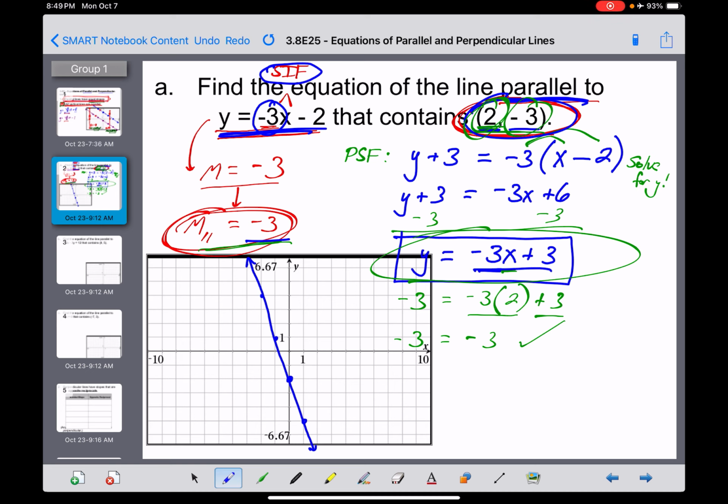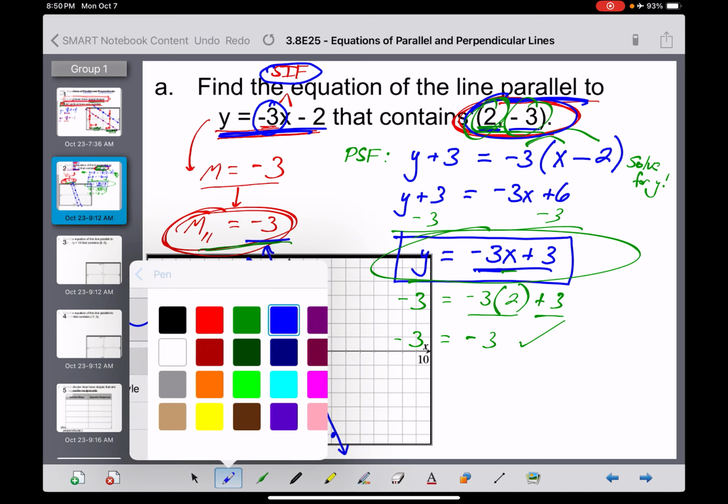Our new line has a y-intercept of 3 and a slope of negative 3. Down 3, right 1, down 3, right 1, and so on. Okay, and here's the second line that we just came up with. And two things better happen. First of all, are those two lines parallel? Definitely looks like they are.